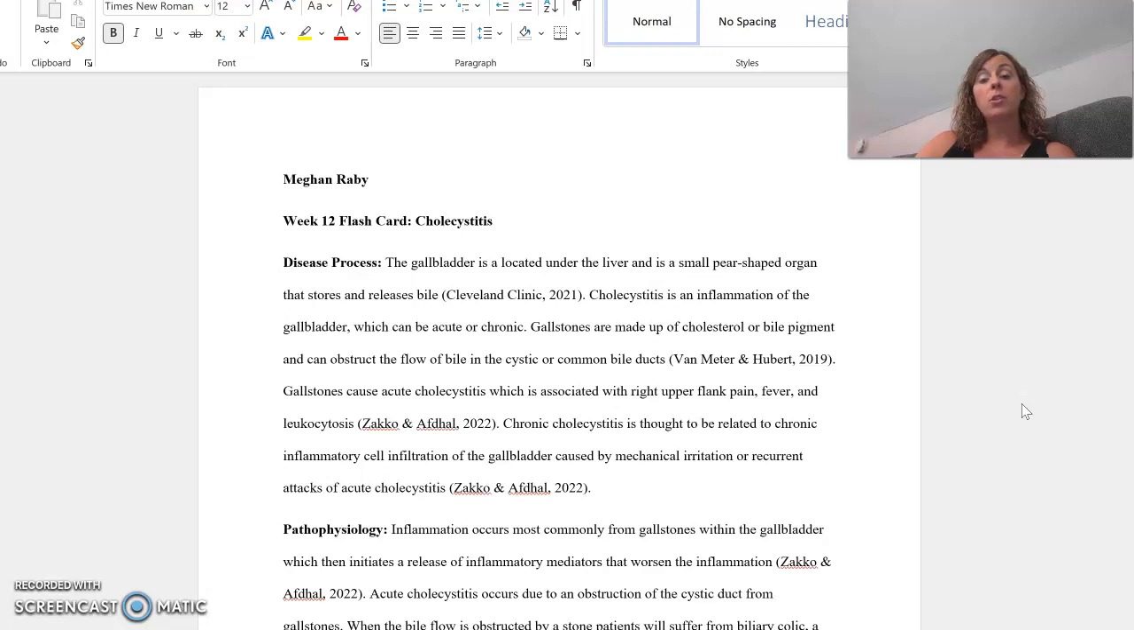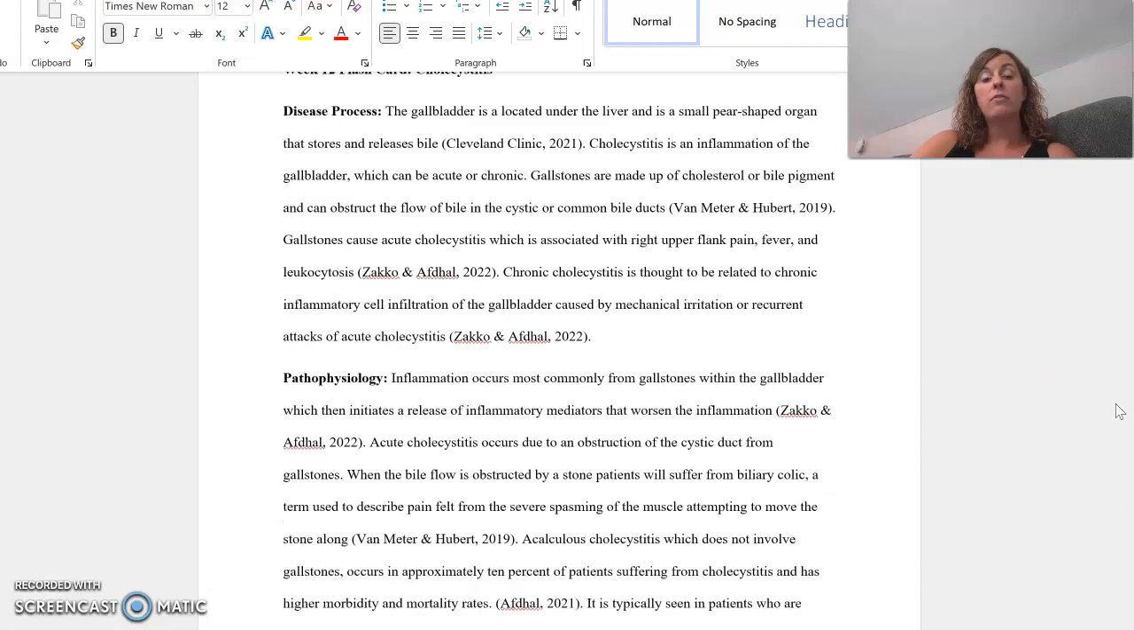Gallstones are made up of cholesterol or bile pigment and they can obstruct the flow of bile in the cystic or common bile ducts. So gallstones cause acute cholecystitis, and this is associated with right upper flank pain, fever, and leukocytosis. Chronic cholecystitis is thought to be related to a chronic inflammatory cell infiltration of the gallbladder, which is caused by mechanical irritation or recurrent attacks of acute cholecystitis.